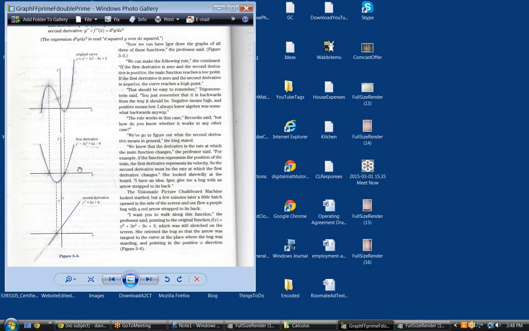Let's assume the only thing we knew was this. We couldn't see this. Well, we could still figure out a lot about this. We could figure out that it was increasing from there to there, because the first derivative function is positive. We could figure out it's decreasing from here to here, and we could figure out it's increasing from here to here. Just based on that information alone, we could almost reconstruct the shape of that thing.